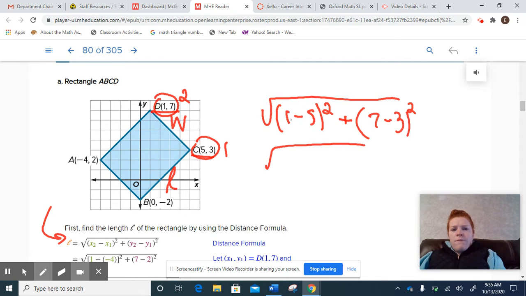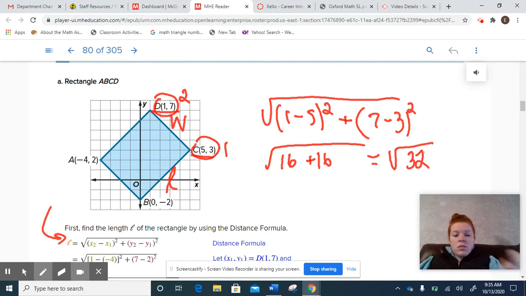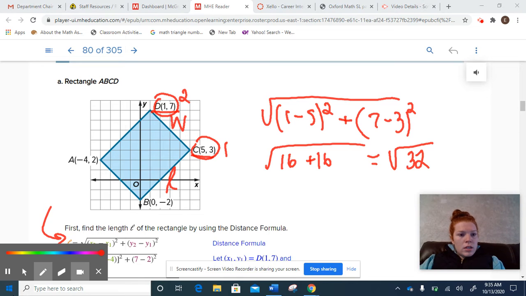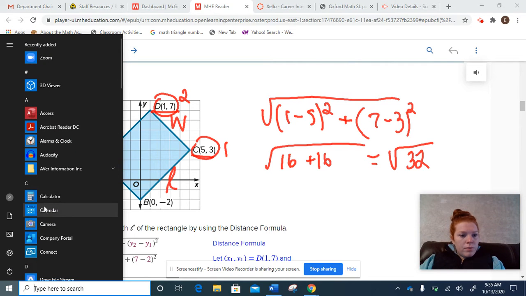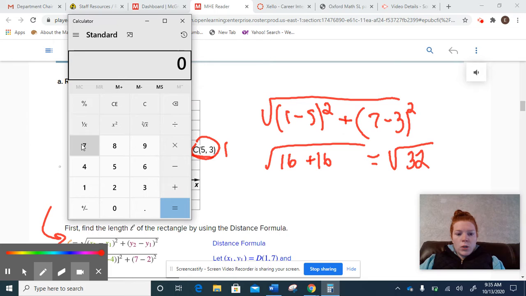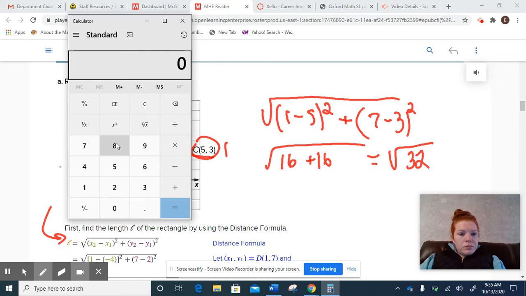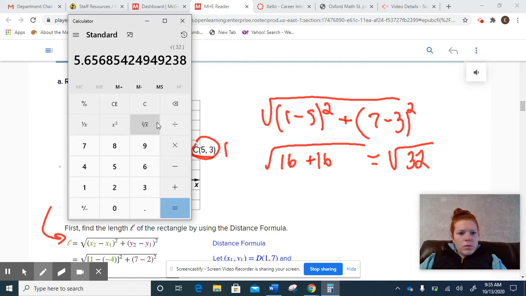We got negative 4 squared is 16. 7 minus 3 is 4, so squared would be another 16. So that would equal square root of 32. Let's see, calculator, square root of 32. Where's my square root button? There it is. 32, square root, 5.7. We'll go 5.7.